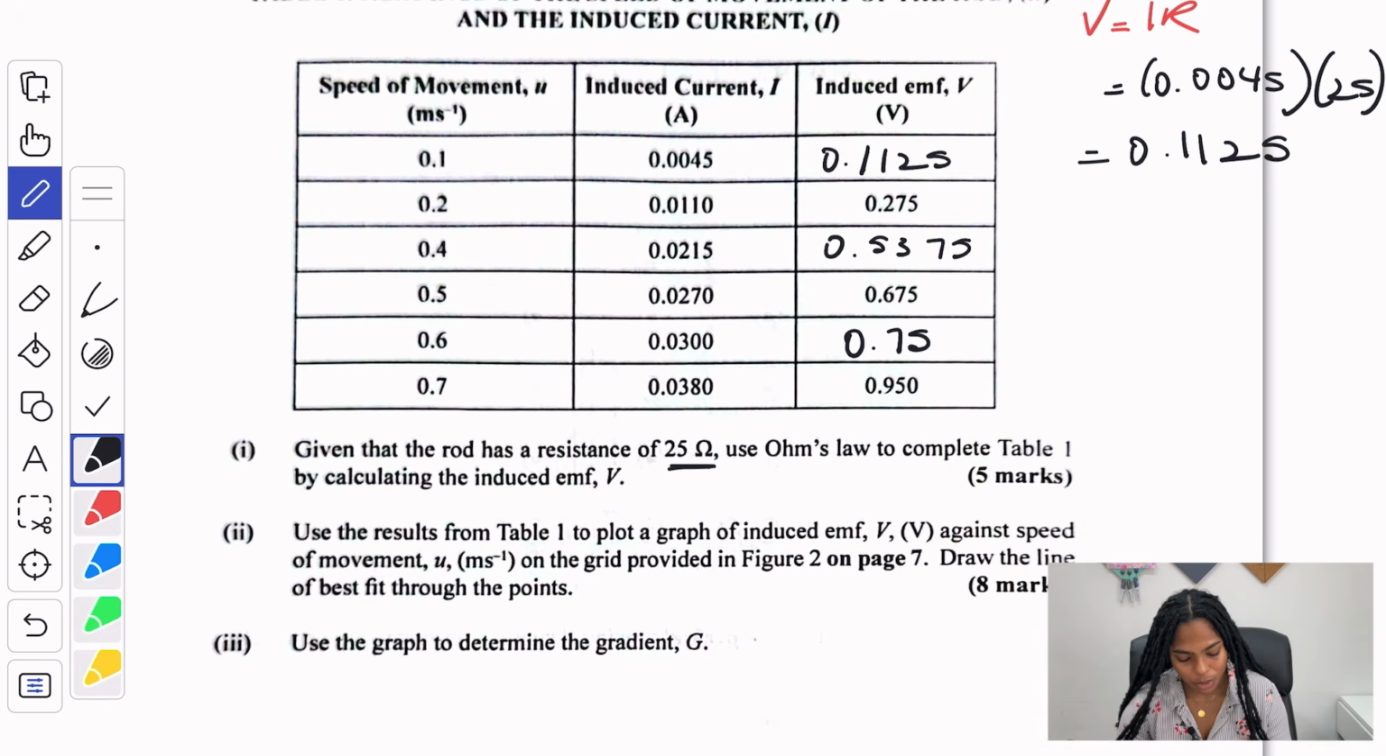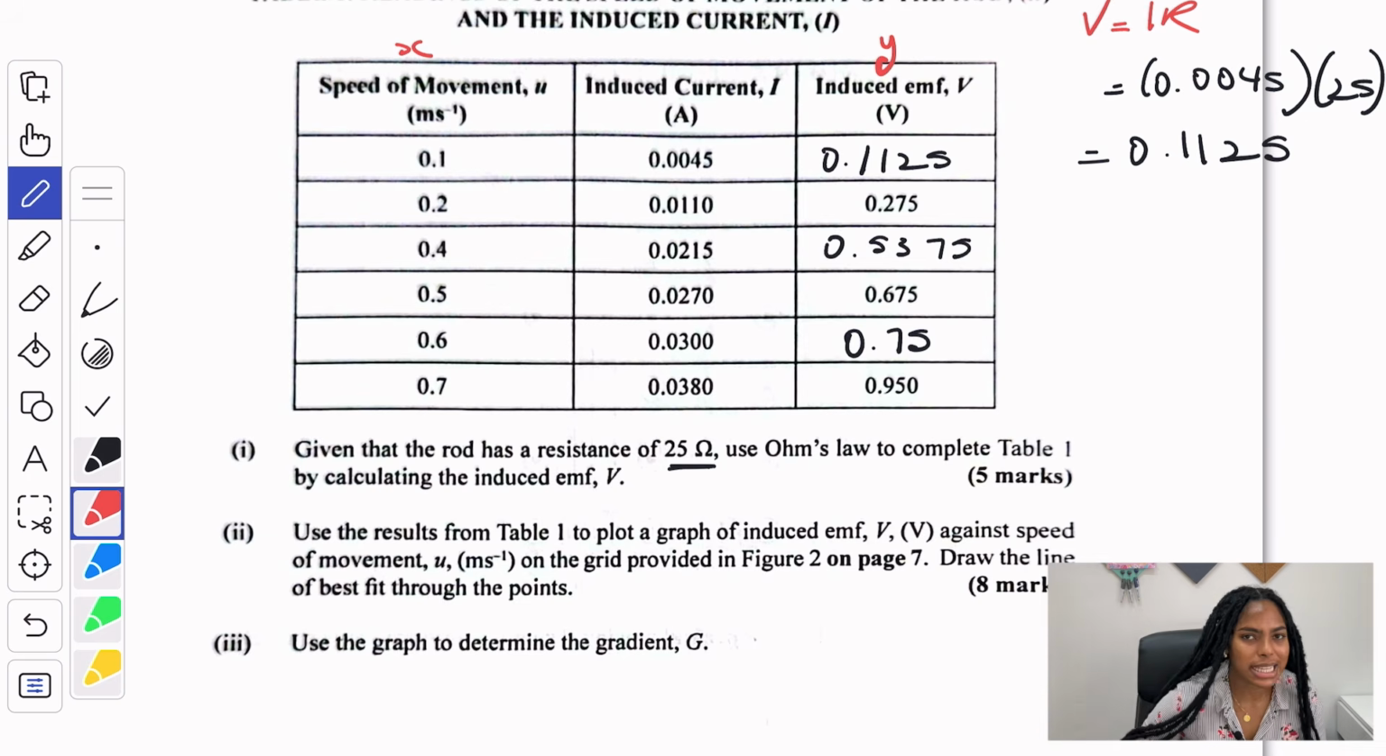Use the results from table 1 to plot a graph of induced EMF against speed. Once they say this against that, the first one goes on the y-axis. So it means that induced EMF is going on the y and the speed is going on the x. Draw the line of best fit through the points. Keep in mind when we see these 8 marks here, only about half of that is for plotting correctly. The rest is for our SALT.